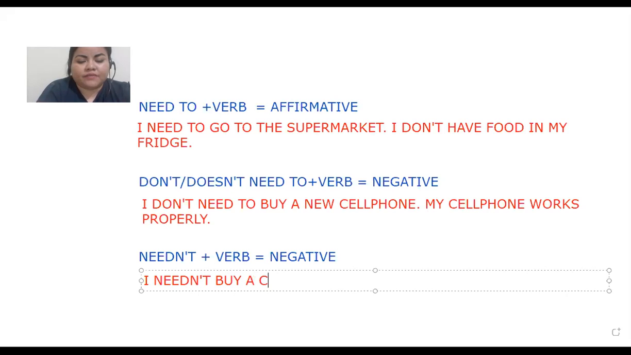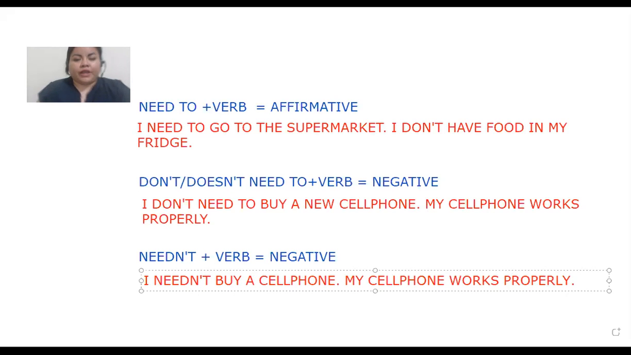I needn't buy a cell phone. My cell phone works properly. Right? So we have examples of need to, don't or doesn't need to, and needn't plus the verb. Is this part clear right now?